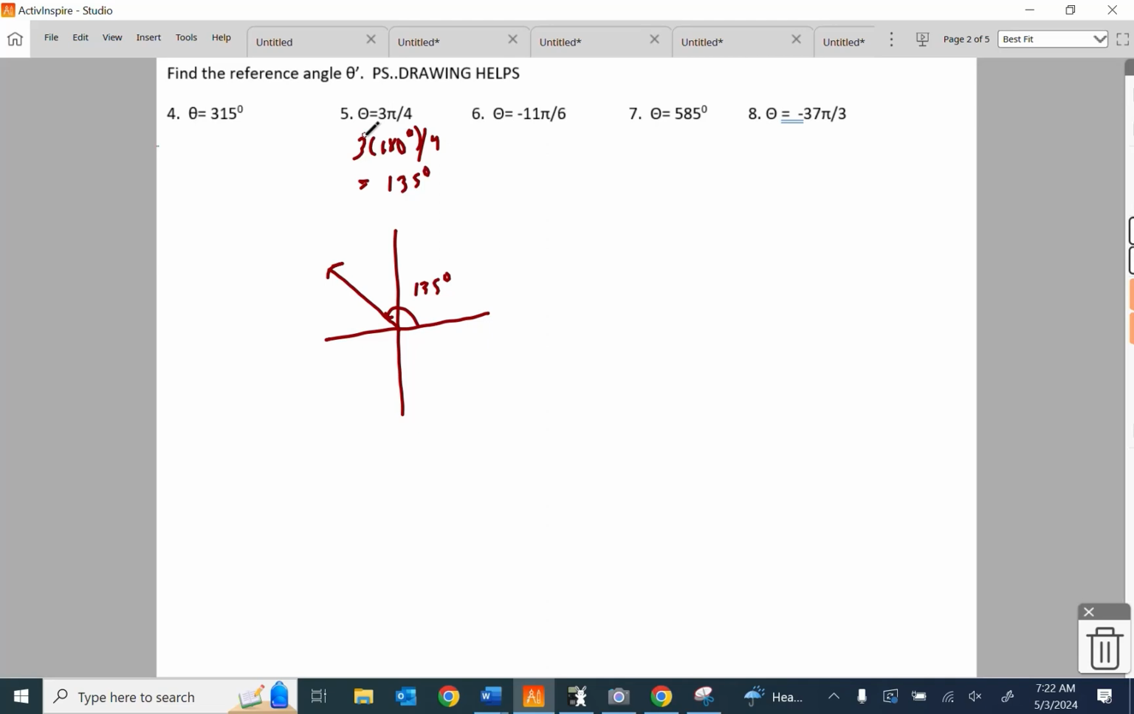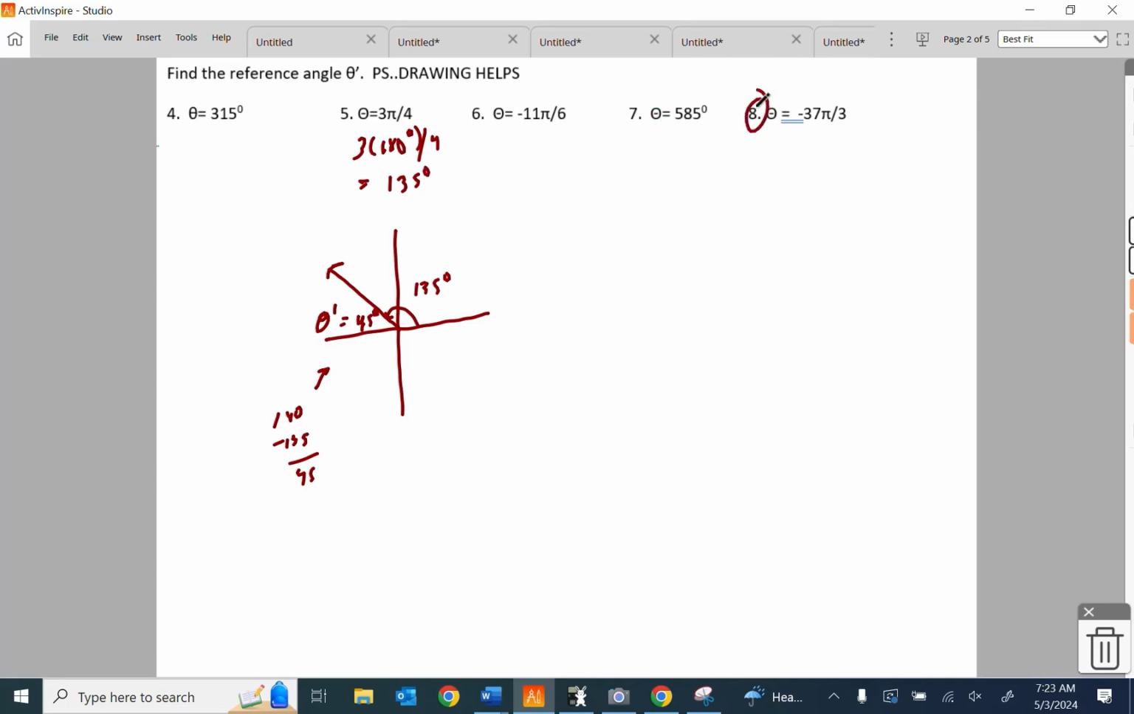The reference angle is what it takes to get to the nearest x-axis. So theta prime here is going to be 45 degrees because 180 minus 135 is 45. Now, it's not always 180 minus. Sometimes it's 360 minus. Sometimes it's 270 minus. Sometimes it's 90 minus, but whatever. Let's do this one.